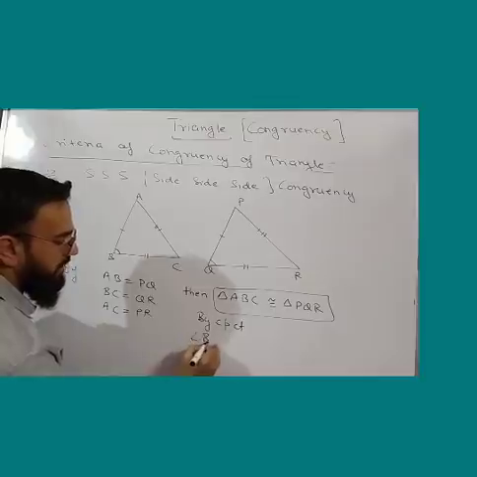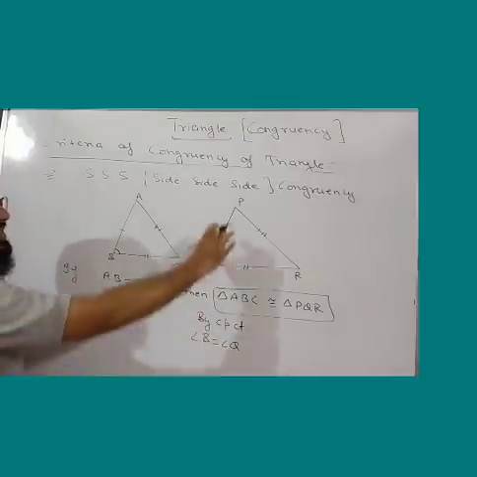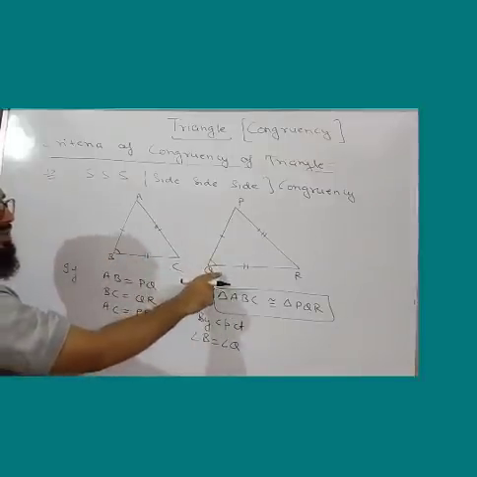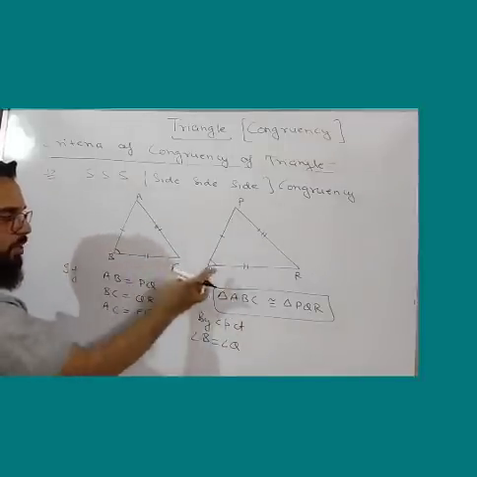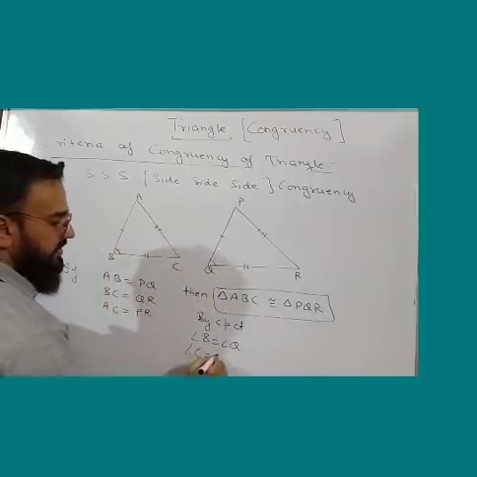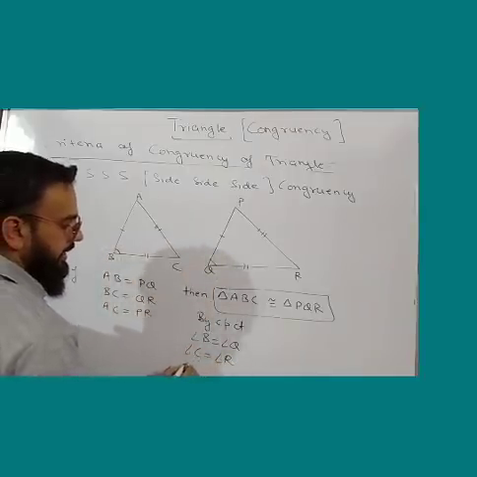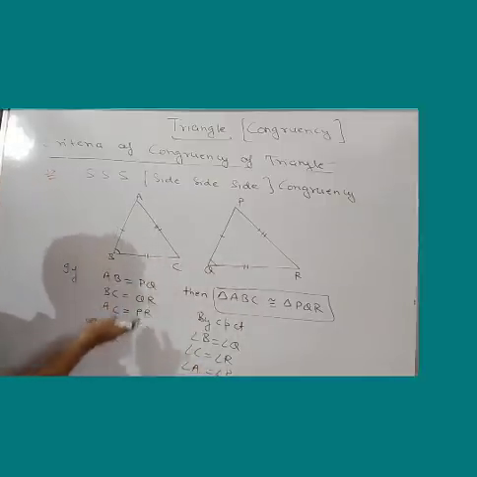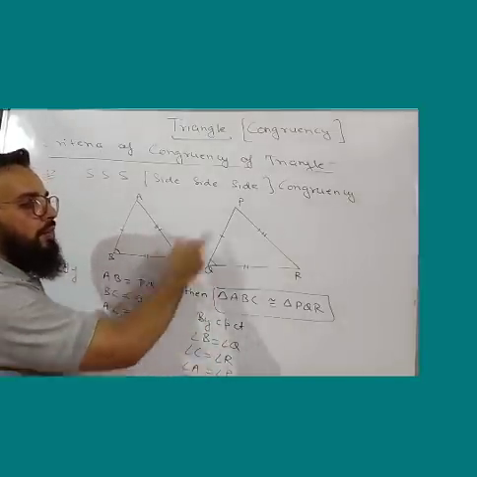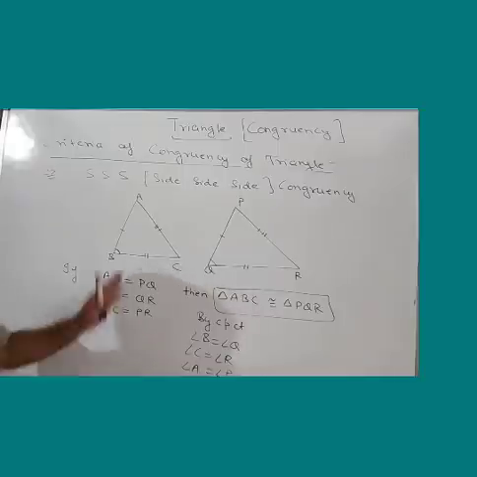Then angle B will be equal to angle Q, because side AB will overlap with PQ. So angle B will coincide with angle Q, meaning the corresponding angles are B and Q. Angle B will be equal to angle Q, angle C will be equal to angle R, and angle A will be equal to angle P. So if we have these three sides equal, then we can prove any of the angles of both the triangles equal. So this is our side side side criteria of congruency. Note down.